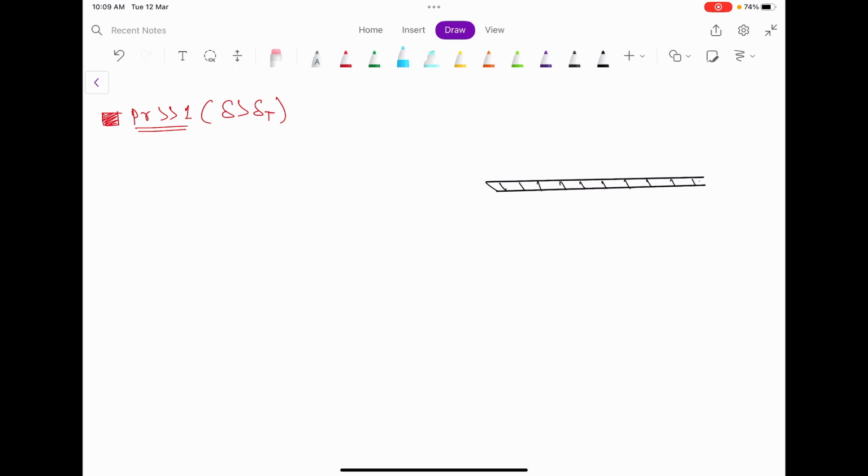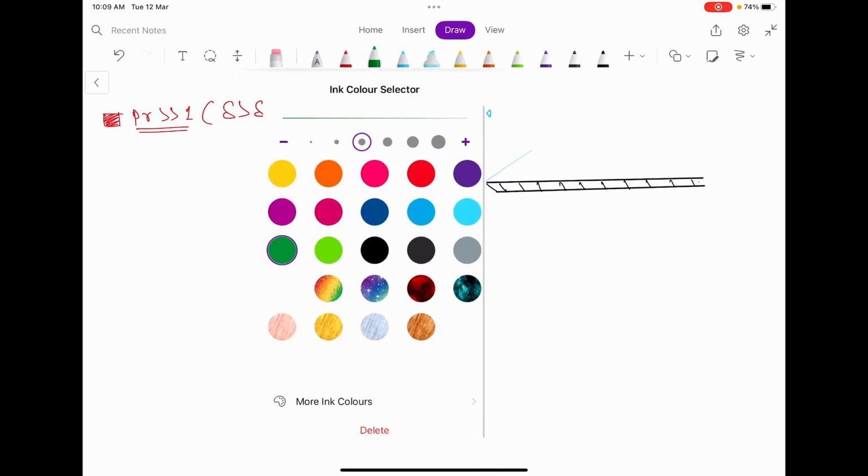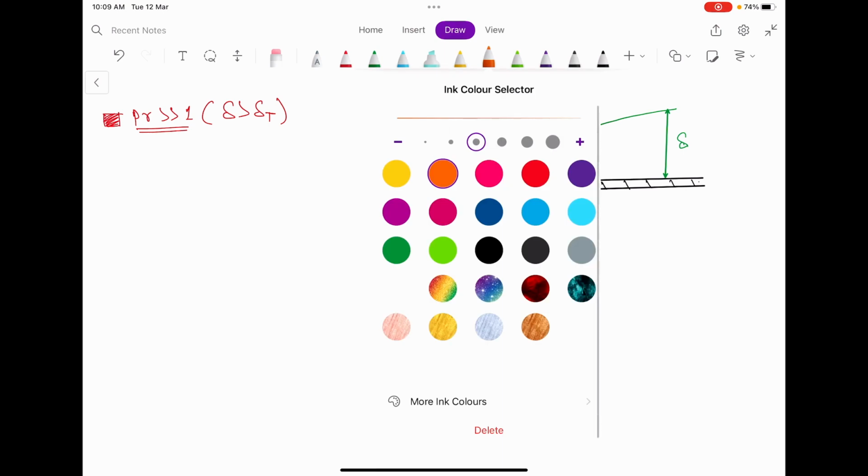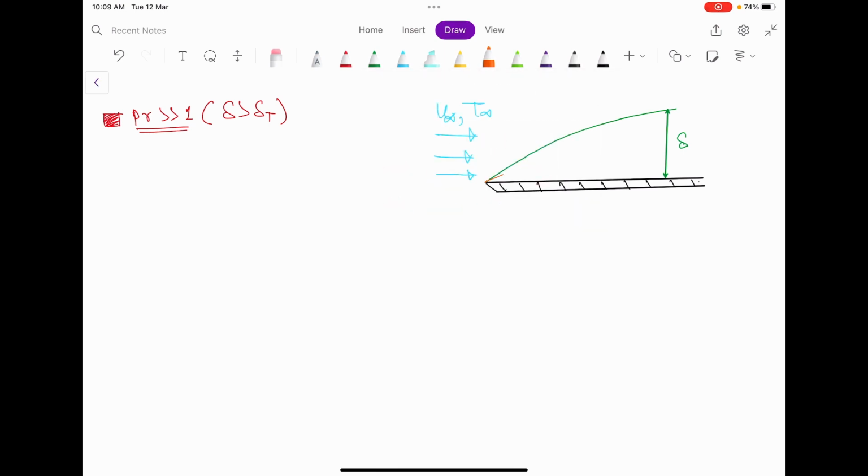So now let me draw the figure first. This is the incoming fluid having u infinity and t infinity. So maybe this is the hydrodynamic boundary layer. Yes, this is the hydrodynamic boundary layer. This is delta, and delta is greater than delta t. So delta t will be something like this, right? So this is delta t.